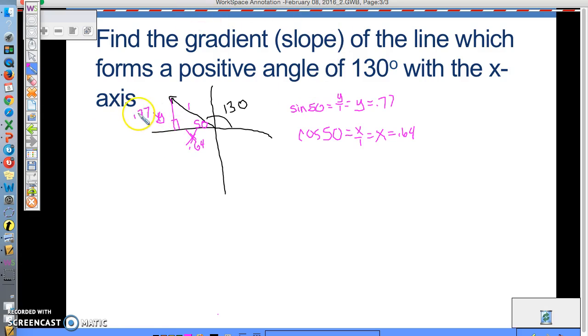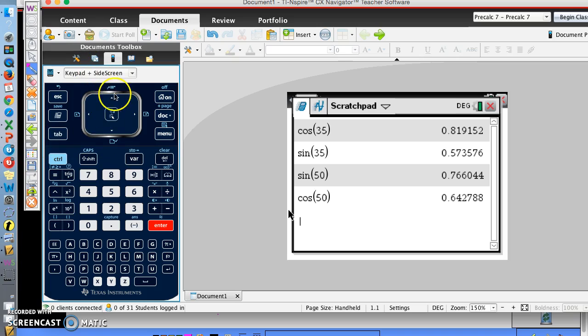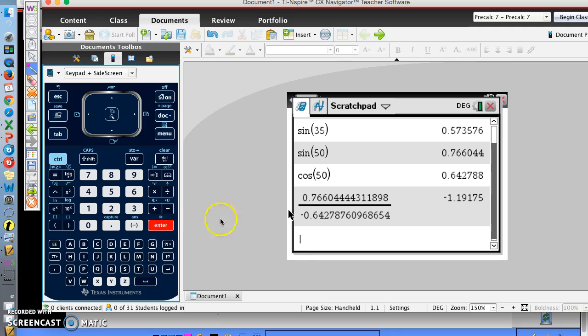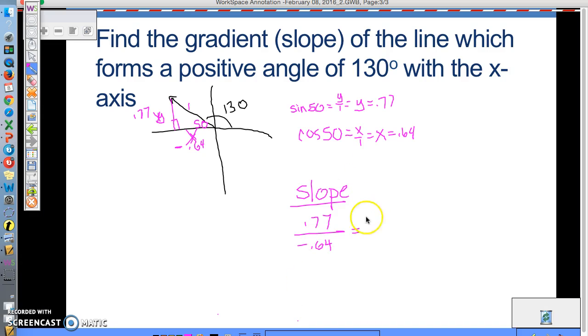Well, opposite over adjacent. So our slope, y over x, 0.77. This is negative 0.64, since it's going backwards. We can go here, and we could just take those. So this divided by negative 0.64. We end up with negative 0.19.